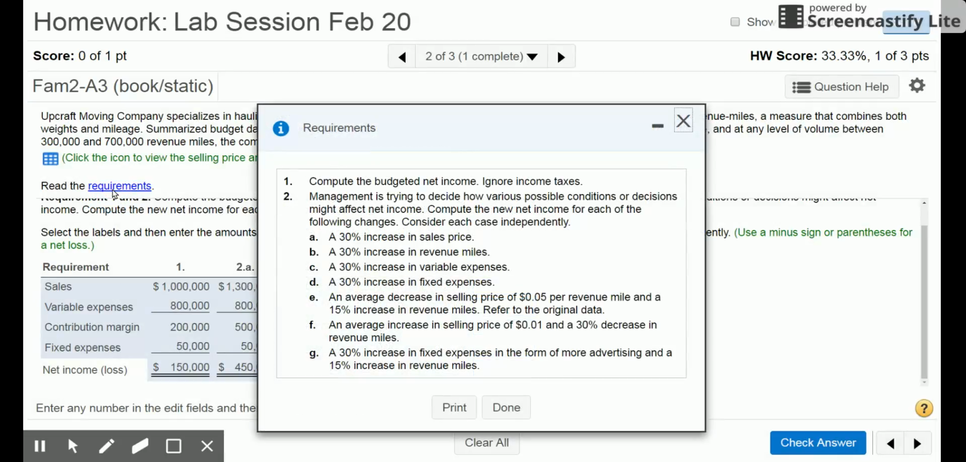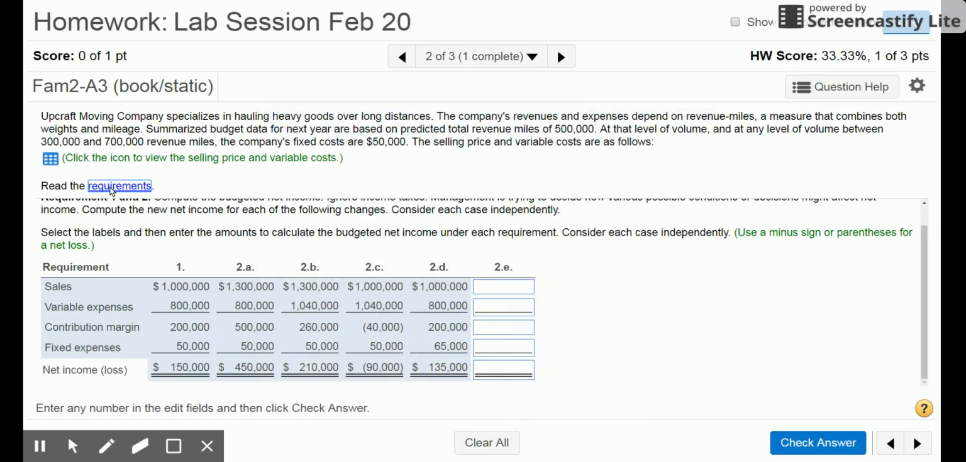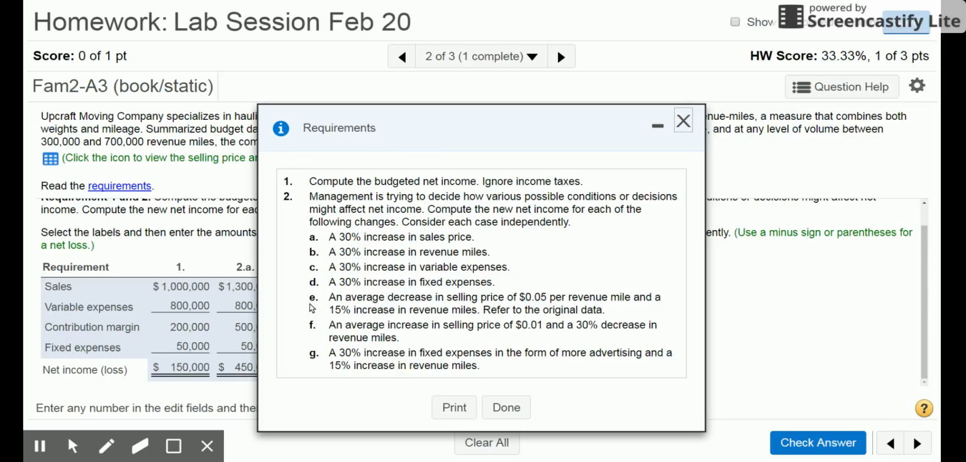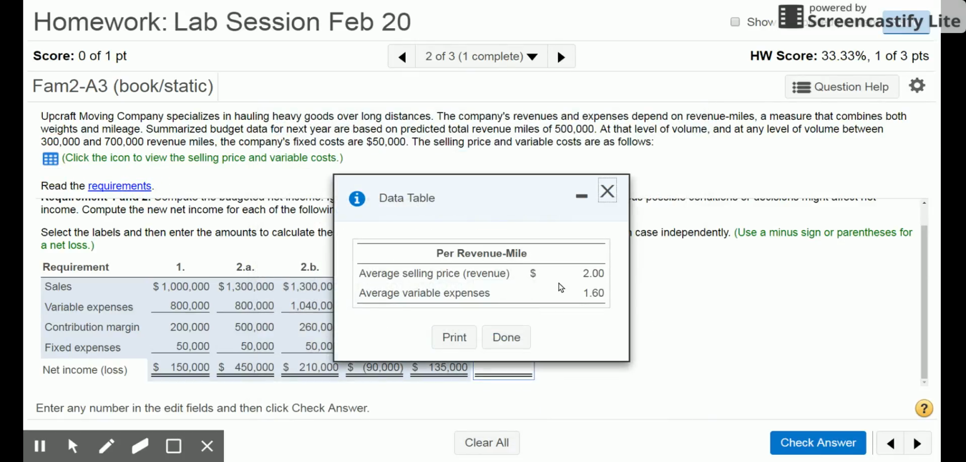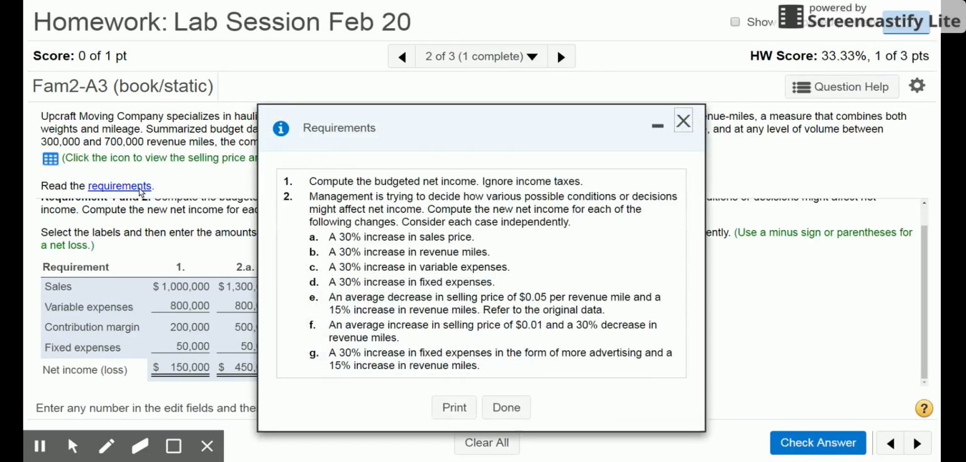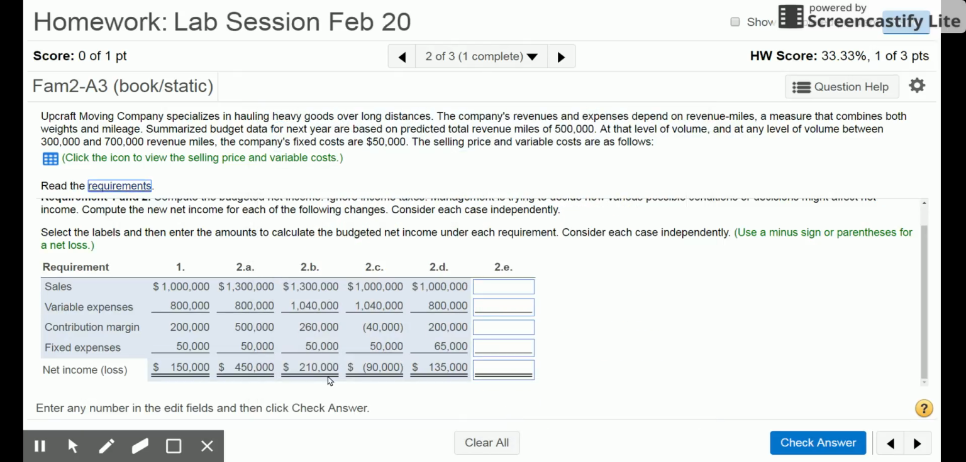So next part is part F. Is it part F or part E? No, sorry, part E. Part E is an average decrease in selling price of 5 cents per revenue mile and a 15% increase in revenue miles. Refer to the original data. So our price will go down to $1.95 instead of $2. But on the other hand, we have a 15% increase in our revenue miles.